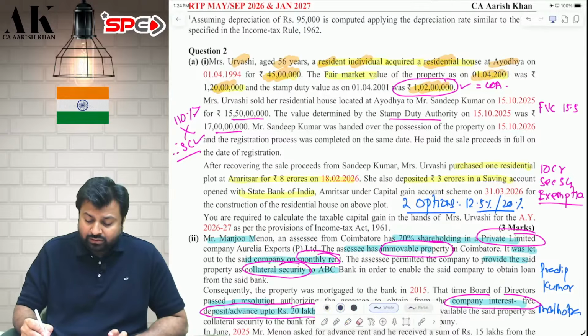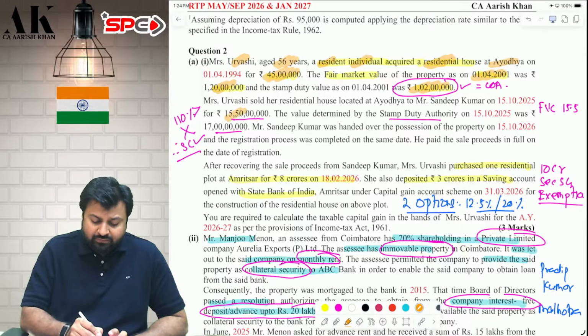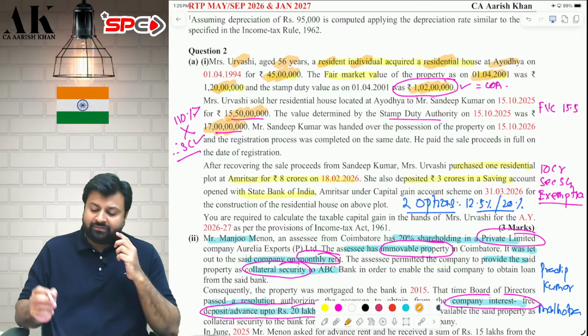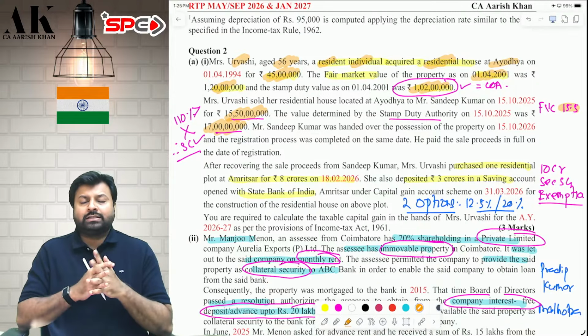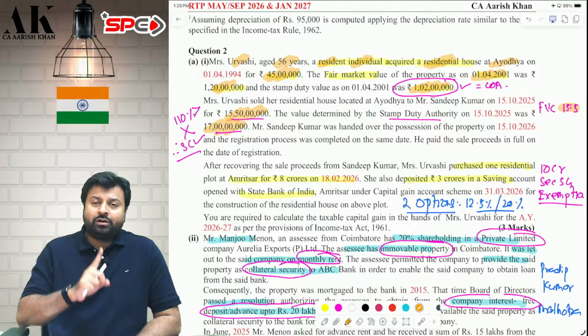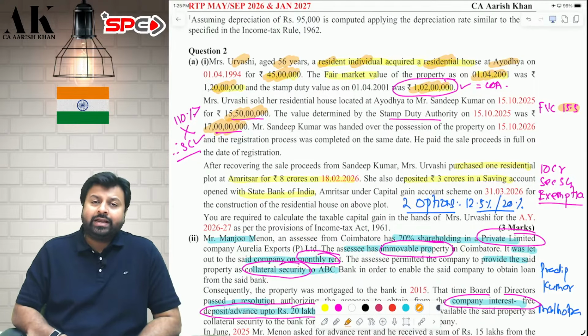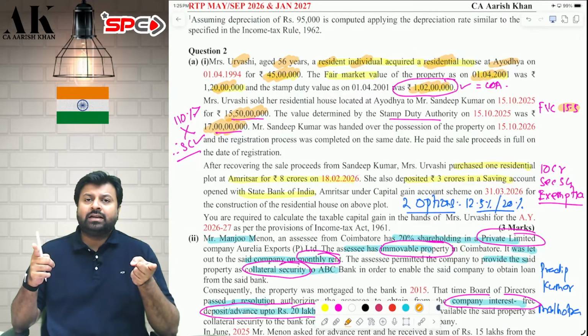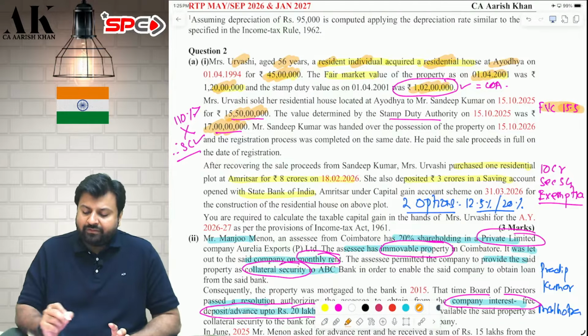Now she is selling the house on 15th of October for how much? 15 crore 50 lakh rupees. The stamp duty value is 70 lakhs. So which value should I take as the full value of consideration? You will take 15.5 crore as the full value of consideration. Why, sir? Because the difference between the sale consideration and the stamp duty value is not more than 110%. Because the difference is not more than that, you will take the full value of consideration as your selling price. Selling price will be 15.5 crores.